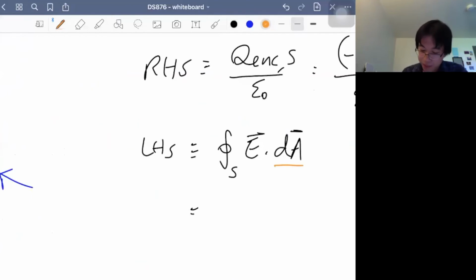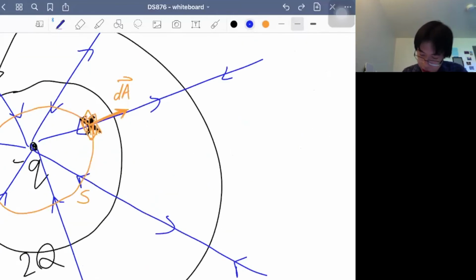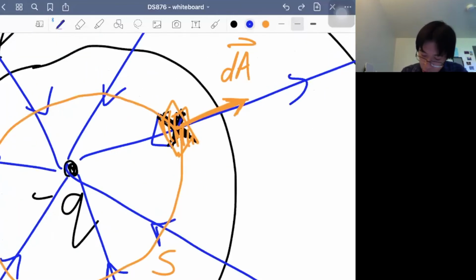How about E? E is the electric field. Well, the electric field where? The electric field on S. Okay, so over here, let's zoom in again on S, at the point that I'm interested in. Which way is the electric field pointing? Notice my arrow. Which way? Inwards. Right, notice the arrows of the electric field lines. So E is pointing in here, dA is pointing outwards.